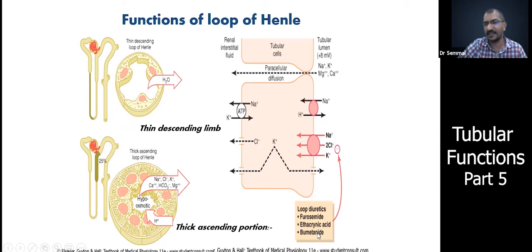One depiction is here: loop diuretics. What are loop diuretics? When the amount of water in the body is more, or when the pressure of the blood is more, doctors want the fluid to go out of the body. In that kind of situation, sodium is reabsorbed, water is reabsorbed, chloride is reabsorbed, potassium is reabsorbed. The example you will take is furosemide.